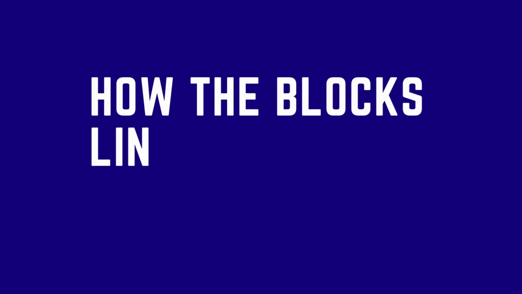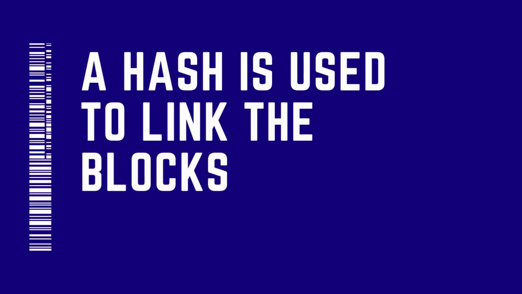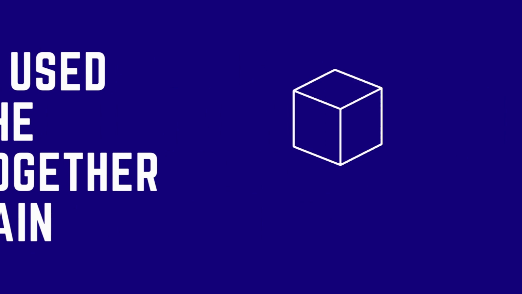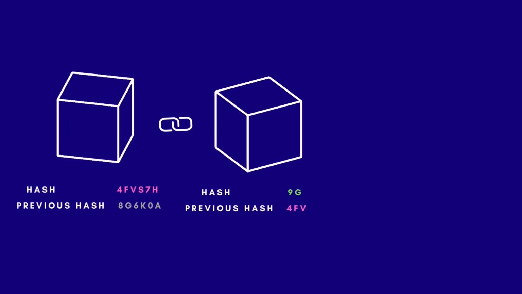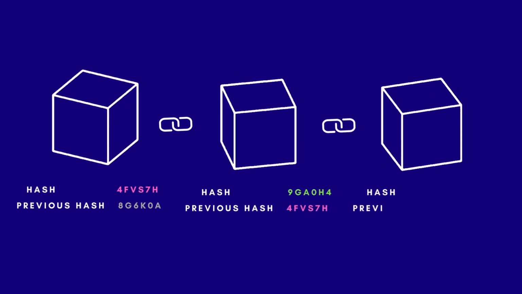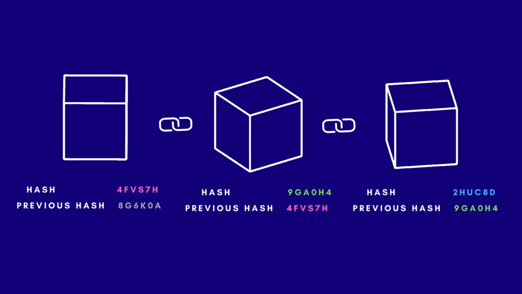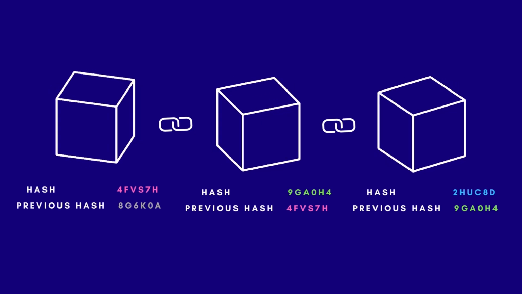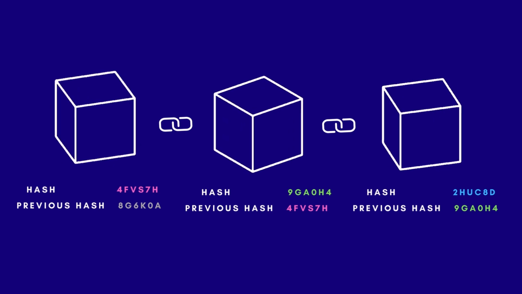But how do the blocks link with each other? Here the concept of hash comes in. A hash is used to link the blocks together in the chain. Each block in the blockchain contains a set of transactions and a hash of the previous block. This creates a secure, tamper-proof chain of blocks that contains a record of all the transactions. The process of generating a hash is called hashing. It involves taking a set of data, such as a block of transactions, and running it through a mathematical algorithm. The algorithm takes the data and produces a fixed-size string of characters, which is the hash.